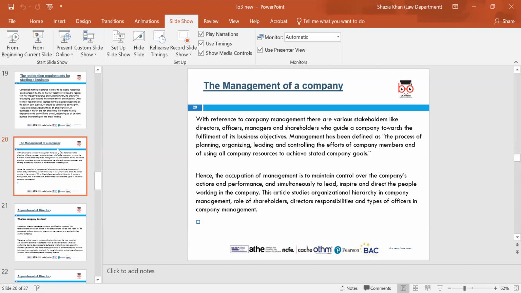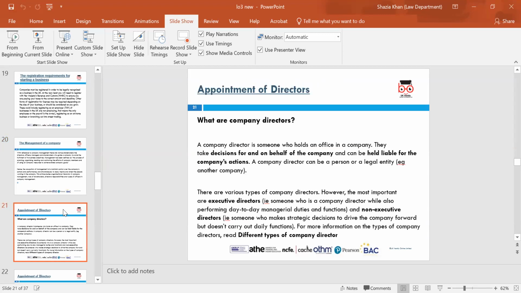This article studies organization hierarchy in a company, management roles of shareholders, directors, responsibilities, and types of officers in the company management. So the first one we've got is the appointment of directors. So what are company directors? A company director is someone who holds an office in a company. They take decisions for and on behalf of the company and can be held liable for the company's actions. A company director can be a person or legal entity, for example, another company.